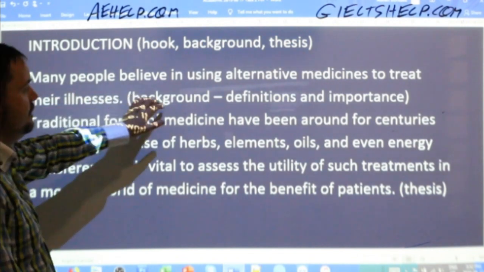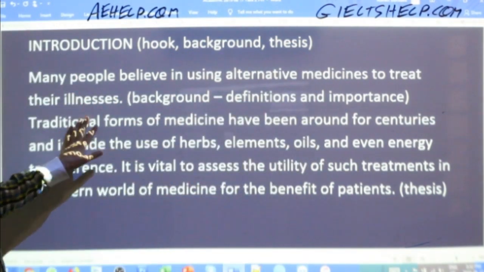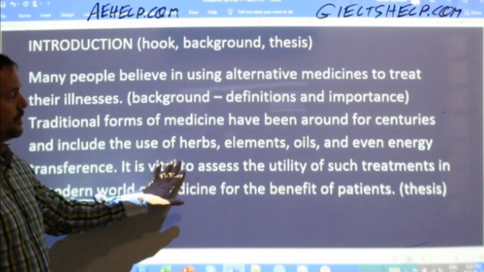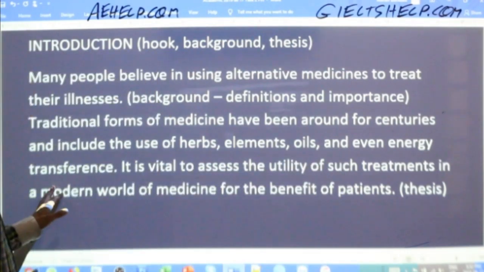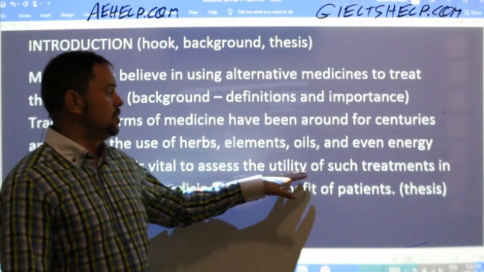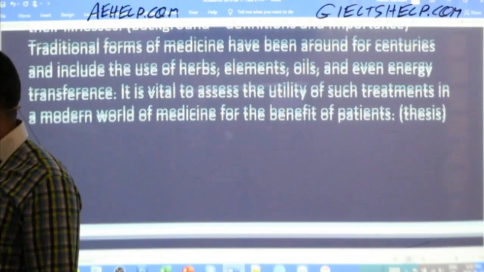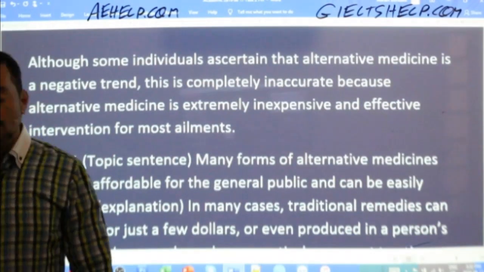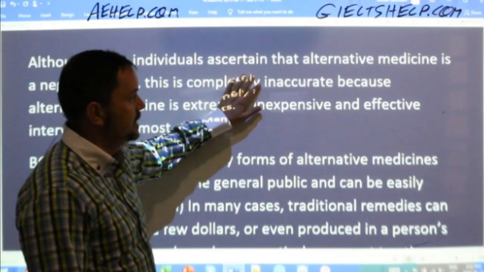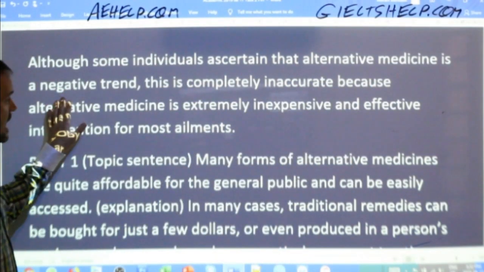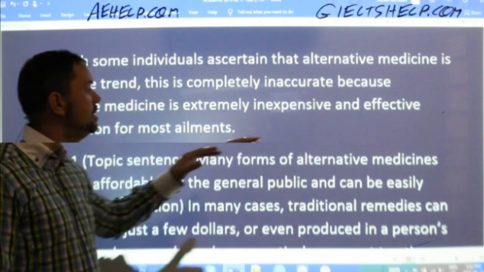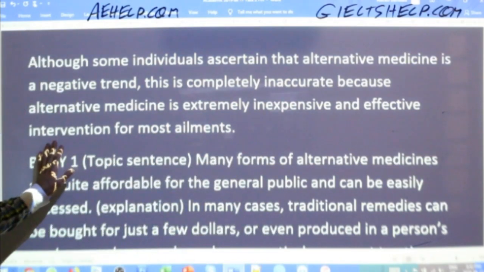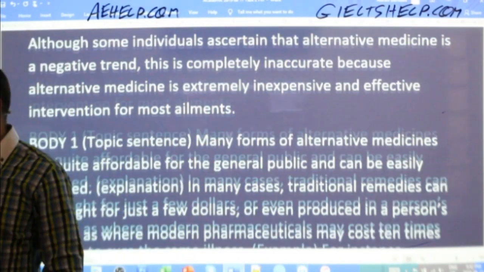Many people believe in using alternative medicines to treat their illness. Traditional forms of medicine have been around for centuries and include the use of herbs, elements, oils, and even energy transference. It is vital to assess the utility of such treatments in a modern world of medicine for the benefit of patients. Although some individuals ascertain that alternative medicine is a negative trend, this is completely inaccurate because alternative medicine is an extremely inexpensive and effective intervention for most ailments.